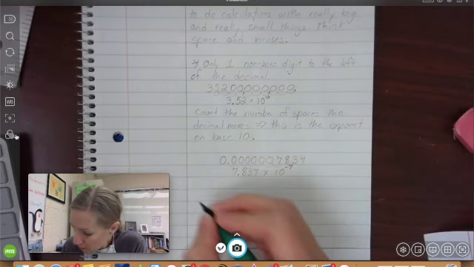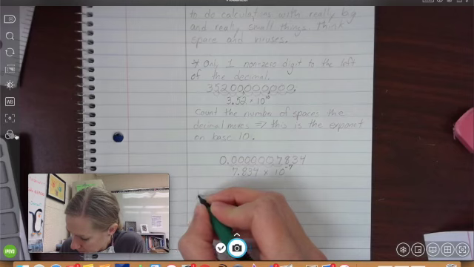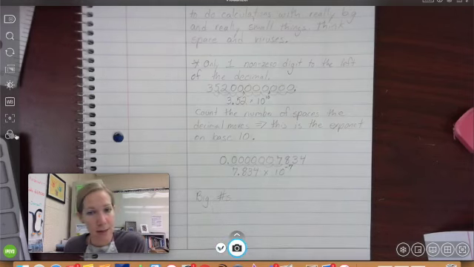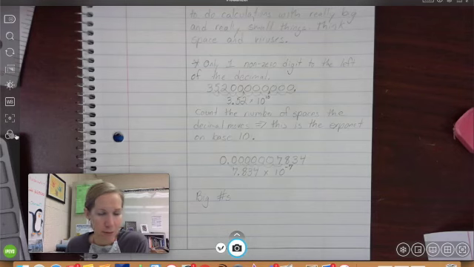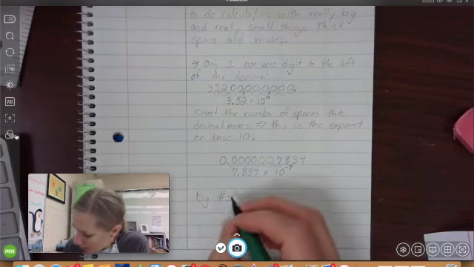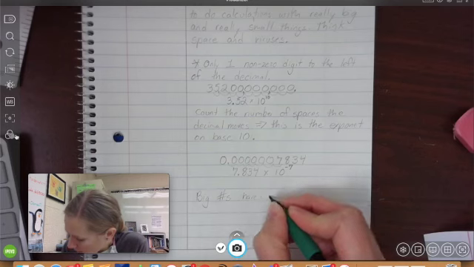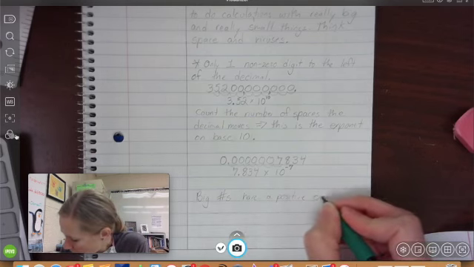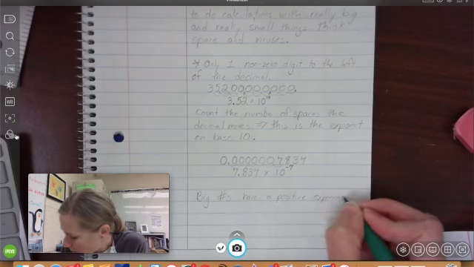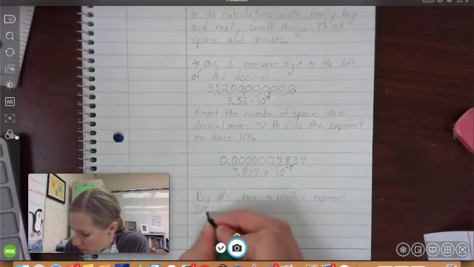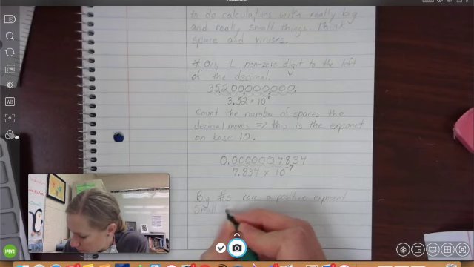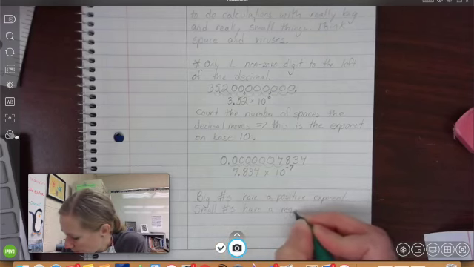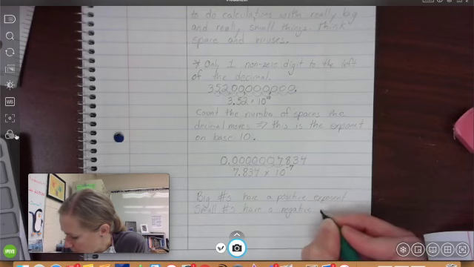So, really big numbers, and I abbreviate numbers like this. I know that that's the hashtag sign now, but that's what it is. Big numbers have a positive exponent. Small numbers have a negative exponent.